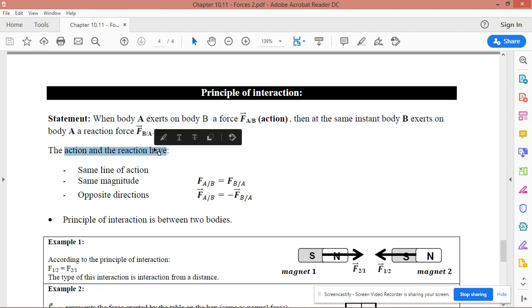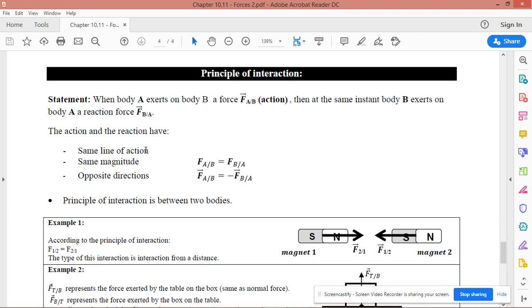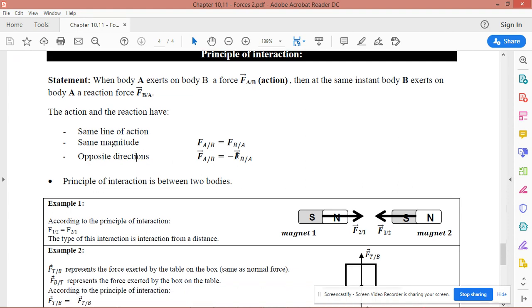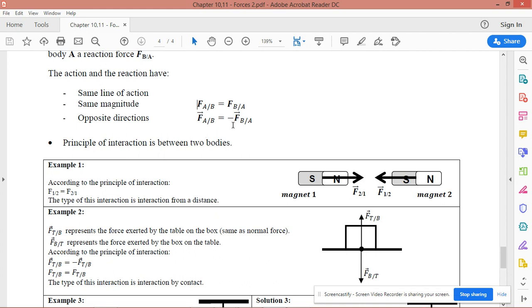The action and reaction have the same line of action, since when you push the wall horizontally, it will push you horizontally. The same magnitude. As you push the wall more, you will feel an opposing force more on you. The same magnitude and opposite directions. You push the wall inwards, it pushes you outwards. Okay, so Fa over B is equal to minus Fb over A. Notice here the vector over the force, and here the magnitude relation, we don't have vectors. And the minus means opposite direction in the vector form.